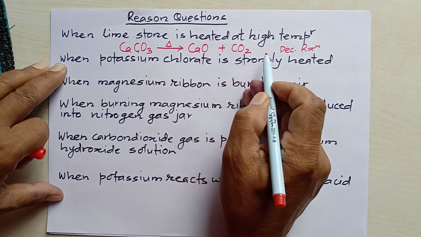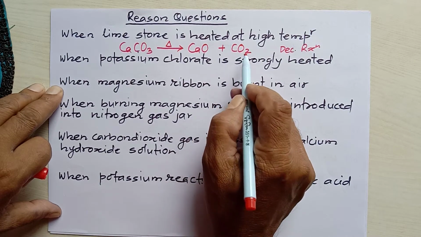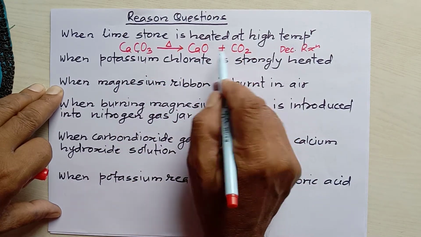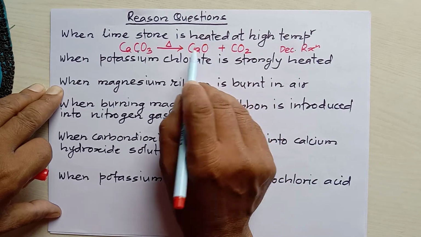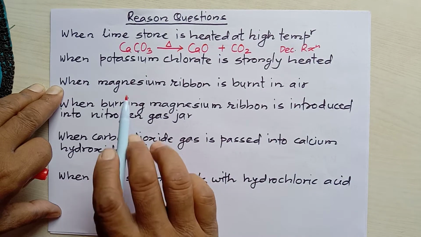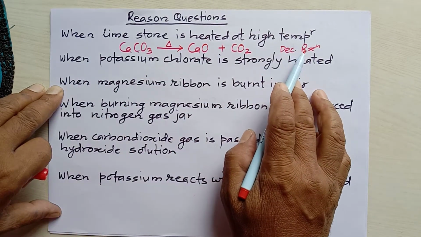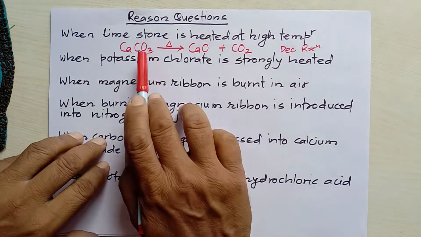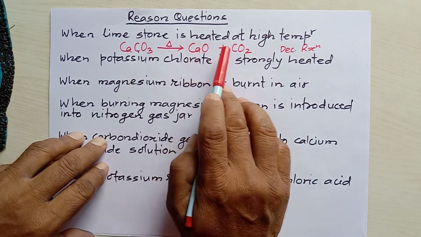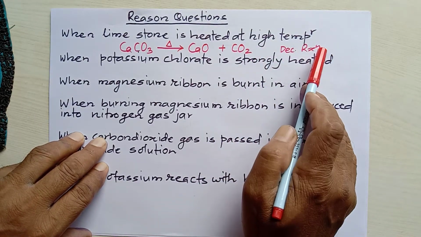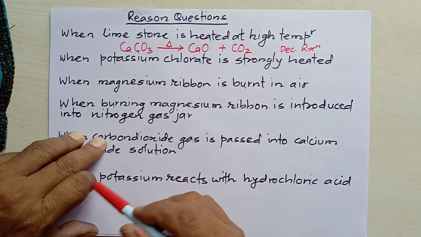And look, this is the balanced chemical reaction. Carbon 1, carbon 1, oxygen already seen, calcium 1, calcium 1. Look at this another one. We can write a sentence for this also. When limestone is heated at high temperature, then it decomposes into calcium oxide and carbon dioxide, and this is a decomposition reaction, and then we can write this chemical equation.